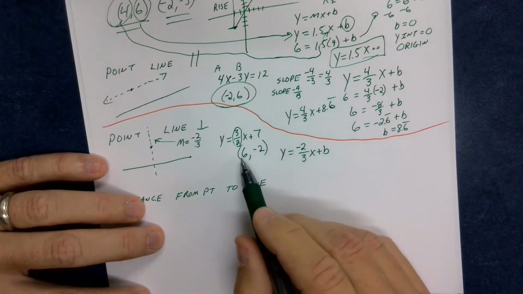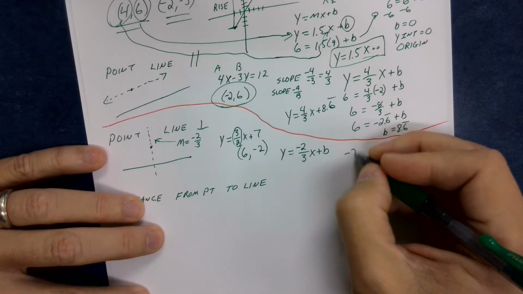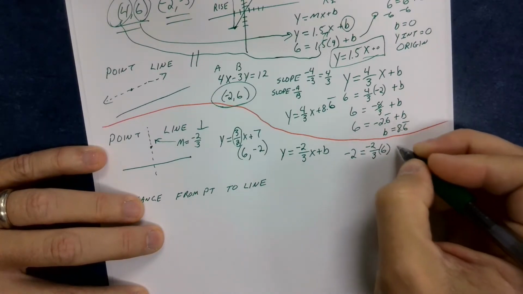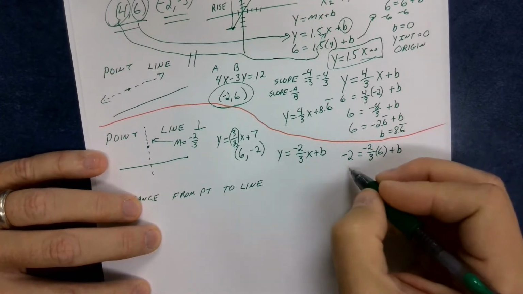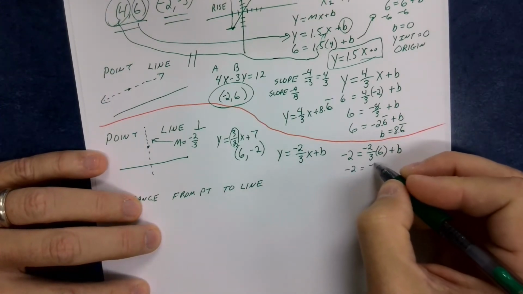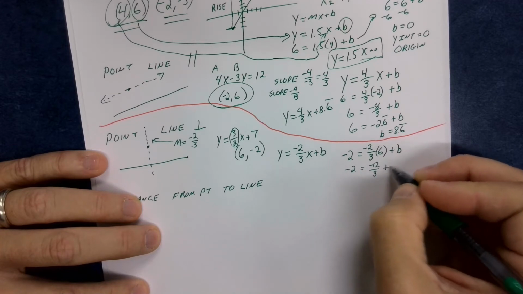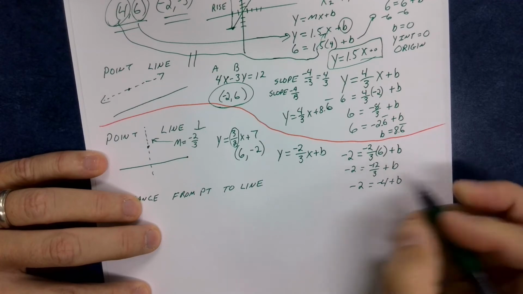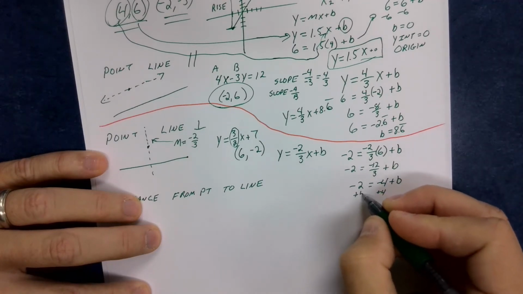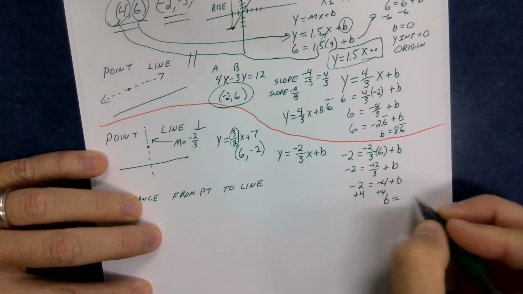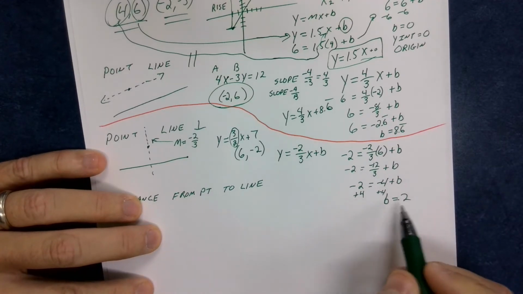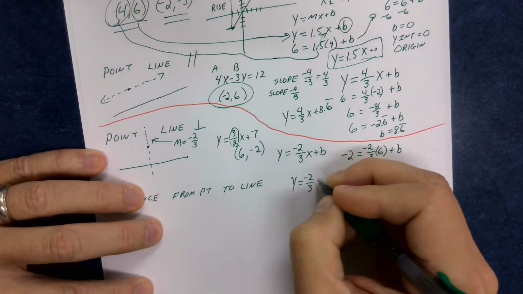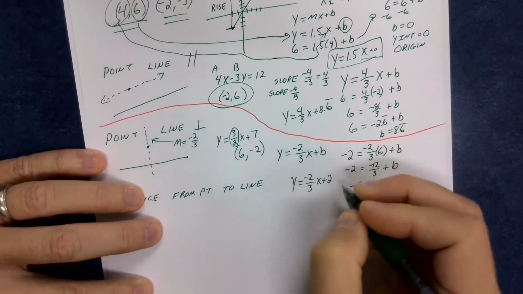Okay, but I do know a point, so I'm going to go ahead and plug that point in, and I get negative 2 equals negative 2/3 times 6 plus b, and I get negative 2 equals negative 12/3 plus b, negative 2 equals negative 4 plus b, and I add 4 and I add 4, and I find out that my y-intercept actually equals positive 2. Is that good? So the equation of that line is y equals negative 2/3 x plus 2.